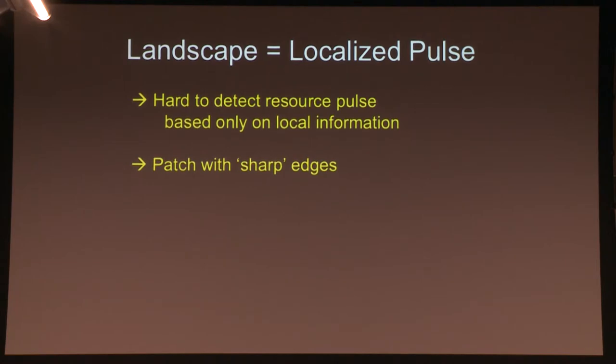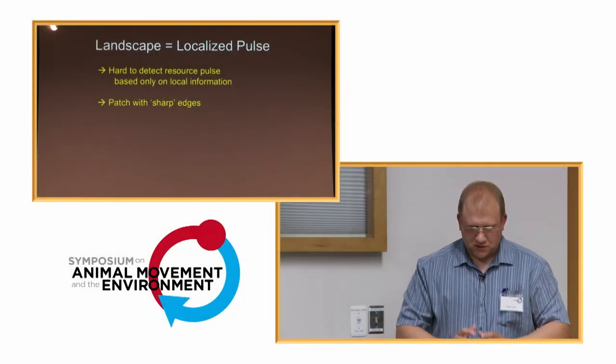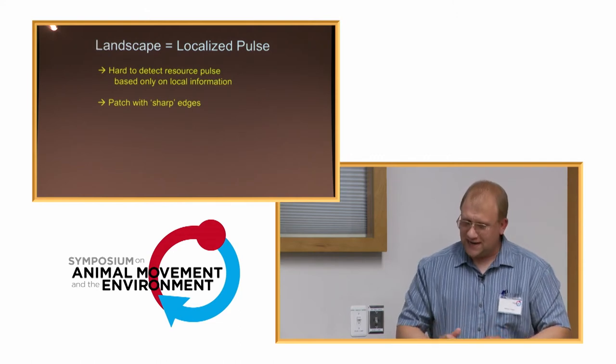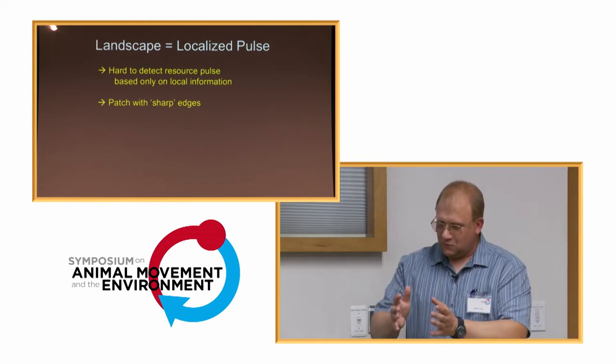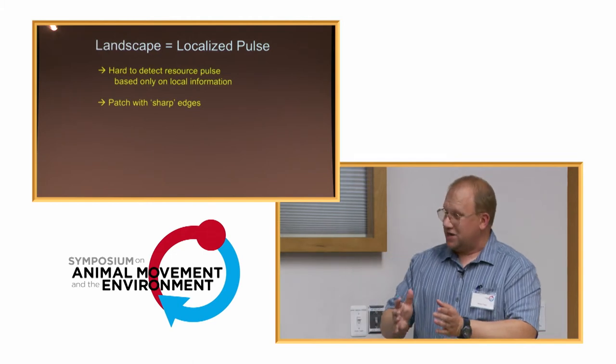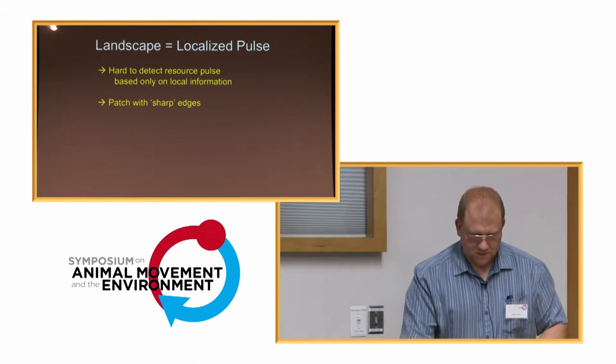There's a patch out there, but it's harder to see unless you have information that the patch is there if you're away from that patch. Okay? So there's a patch with sharp edges. It's hard to detect that resource pulse. You have to be within your perceptual range in order to know that it's there, pretty much.